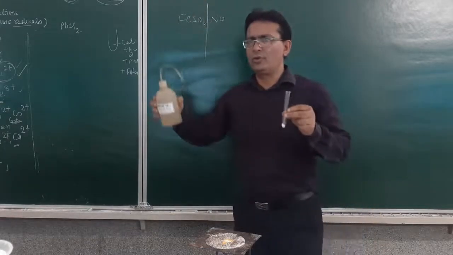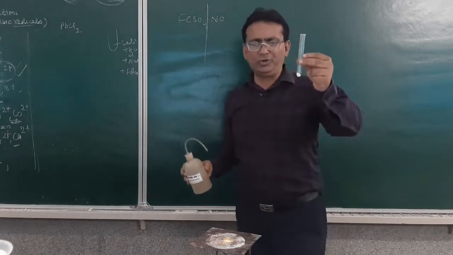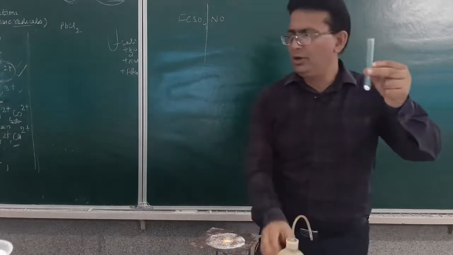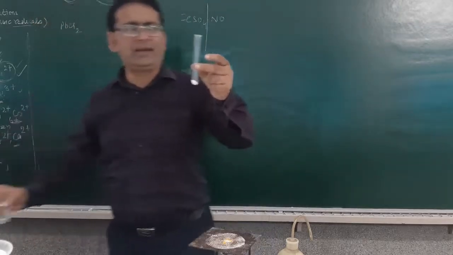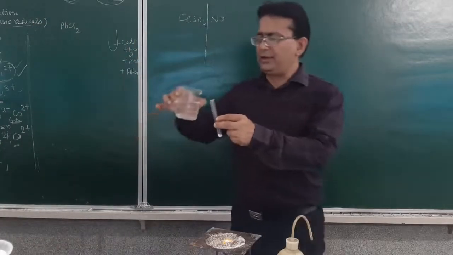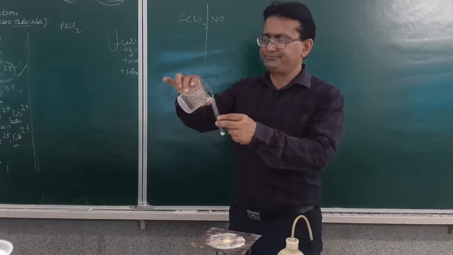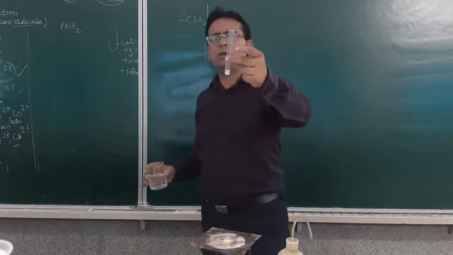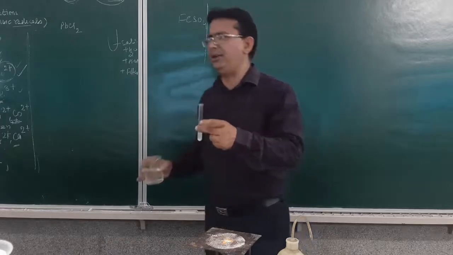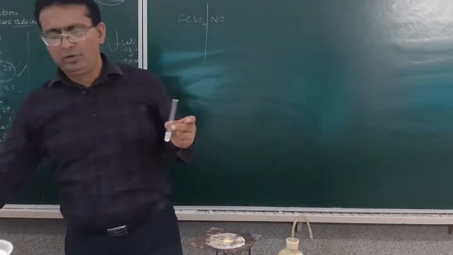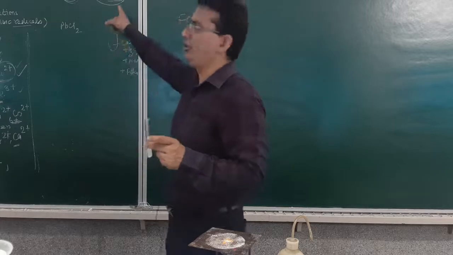Fine. How is it to be done? First of all, the original solution is to be prepared. Just see over here, students. We'll take a salt. To the salt, we will add water. Am I clear? We have taken the salt, and to the salt, we have added the water. Now the original solution is ready.